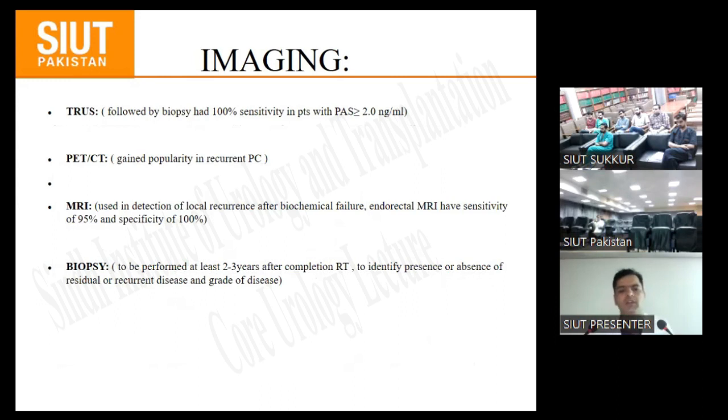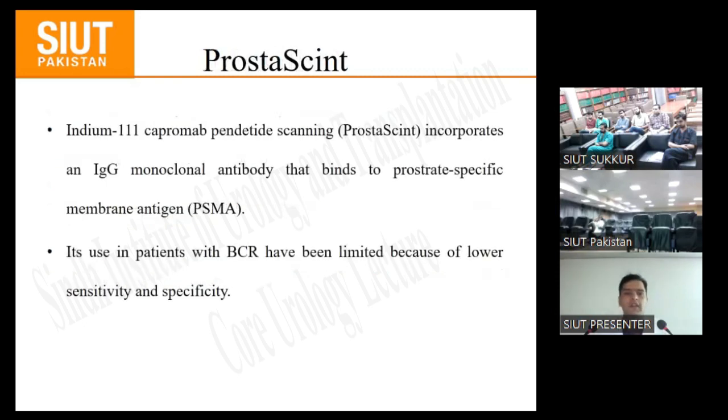Biopsy is to be performed at least 2 to 3 years after completion of radiotherapy to identify the presence or absence of residual or recurrent disease and the grade of disease. ProstaScint, indium-111 capromab antibody scanning, incorporates an IgG monoclonal antibody that binds to prostate-specific membrane antigen. Its use in patients with biochemical recurrence has been limited because of lower sensitivity and specificity.